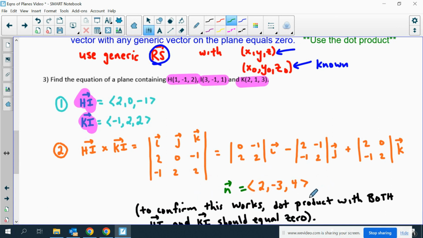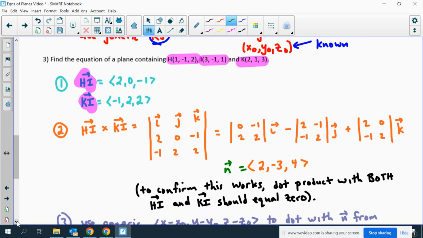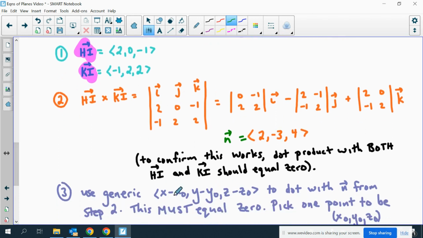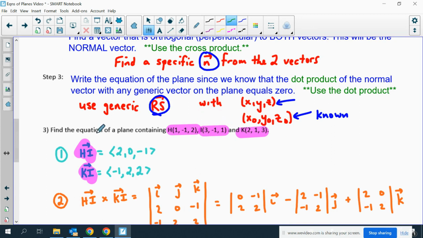You can confirm this works by doing the dot product with both of your original vectors. We already did that in the last video, but I did it in my head, and I know that the answer is 0 for both, so I know that this is a normal vector to the plane. Now I want to use the generic point, or the generic vector that includes a known point from the plane. So you can use any of the 3 known points on the plane, just like you could have used any 2 vectors that are from these points.